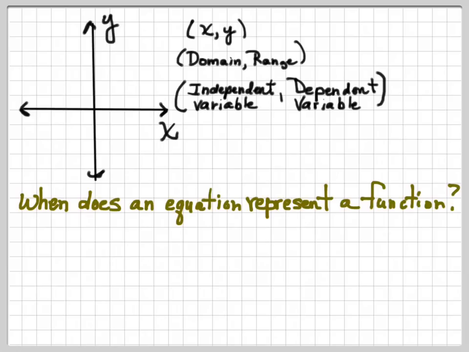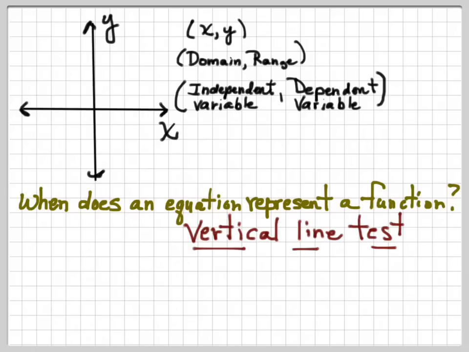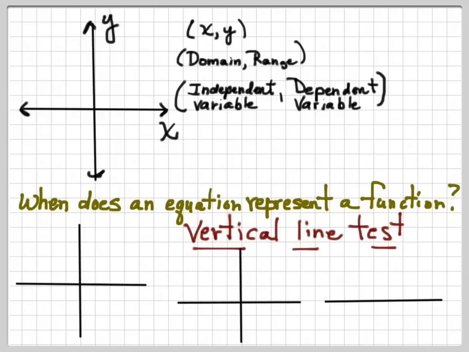The question now is, when does an equation represent a function? Well, if you remember the vertical line test, if we can draw the graph of the equation and we can spot any place where a vertical line touches 2 points, or more than 1 point on the graph, then it is not a function. So let's take a look at 3. We're going to do y equals x squared, x squared plus y squared equals 4, and y equals 3x.